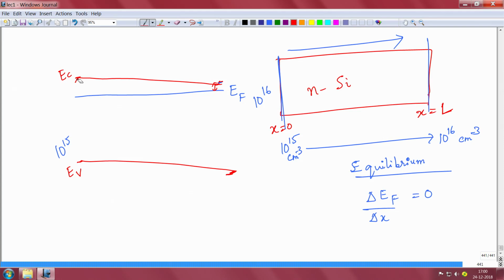Of course, the way in which the bands will bend depends on how you are changing the doping. Are you changing the doping linearly? Are you changing the doping exponentially, logarithmically, and so on? In this case, you see the conduction band EC is changing linearly, which means your doping is changing exponentially. You have to prove that yourself. I will not tell you that. So this is something that you have to think on your own.